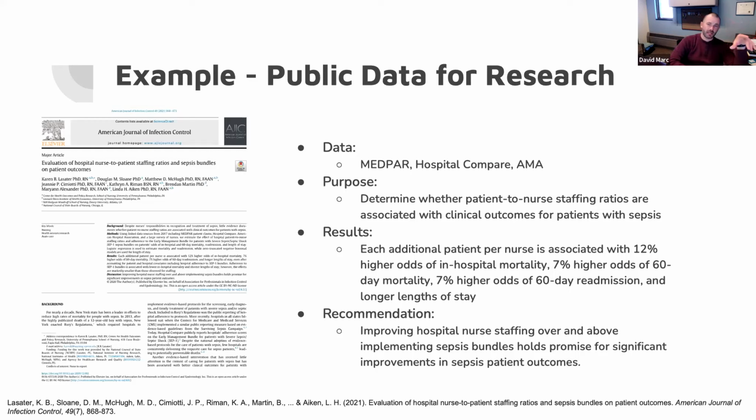They use the MedPAR data along with Hospital Compare and data from the American Medical Association. What they found, using this public data, is that each additional patient added per nurse was associated with higher odds of mortality, higher odds of readmission, and a longer length of stay. So they recommended improving hospital nurse staffing over and above what is currently in the sepsis bundles. And how they did this research is, again, with public data.